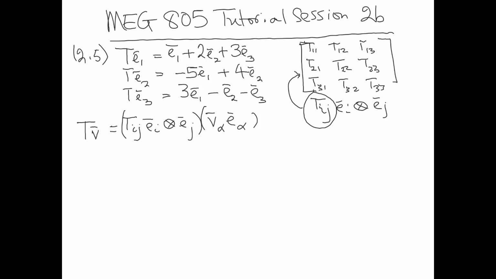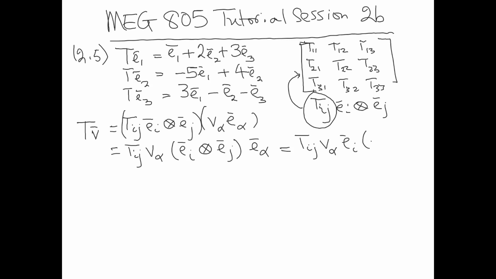So this TV in index notation in component form is what I've written out. And we bring out the scalars, which is Tij V alpha. My apologies, this shouldn't have a bar because that's the scalar component of that vector. V alpha, then we'll have Ei Ej. So I'm filling in some of the gaps that are not in the notes. Of course, this was not shown, okay? And this gives us Tij V alpha Ei, Ej dot E alpha.